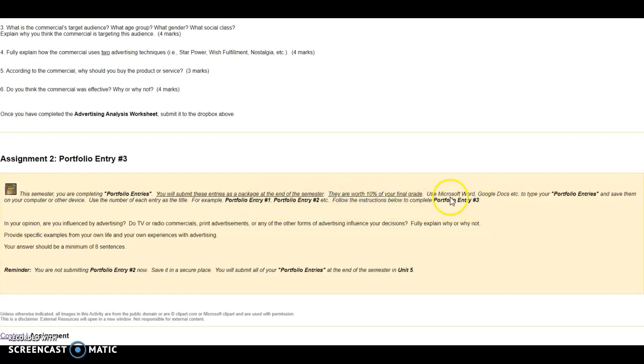So hopefully you have a Microsoft Word or a Google Doc that's already saved that has your first 2 portfolio entries, and now you can just go back to that same document and go to the next page and write your portfolio entry number 3. And in order to do that, you're going to answer this question right here.